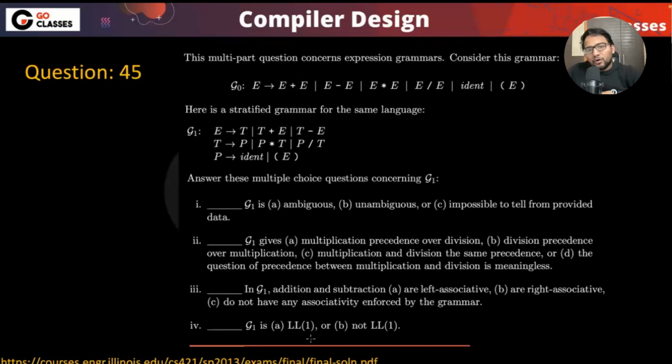Is G LL1 or not? That's what we need to basically check. Whether it is LL1 or not, we can check it.